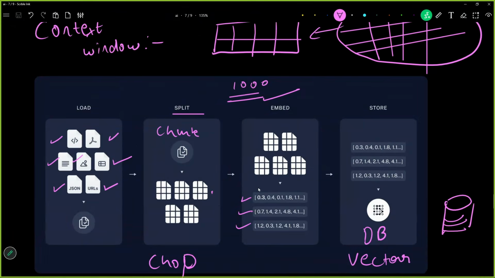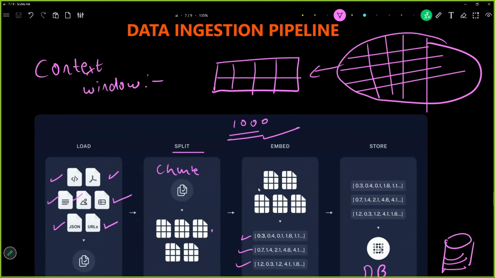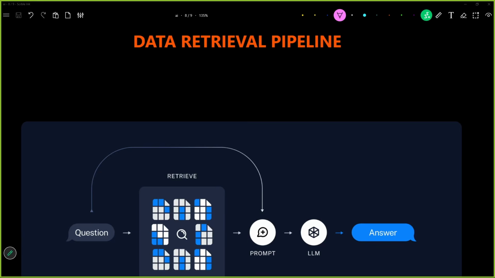So this is what is called the data ingestion pipeline. We are still on the first phase, where we have to ingest some data into the database. All right. So now we are moving towards the better part, the second part of our RAG pipeline, which is the data retrieval pipeline. In the first pipeline, we took the data and stored it in a vector database. Now the next pipeline is the retrieval pipeline.